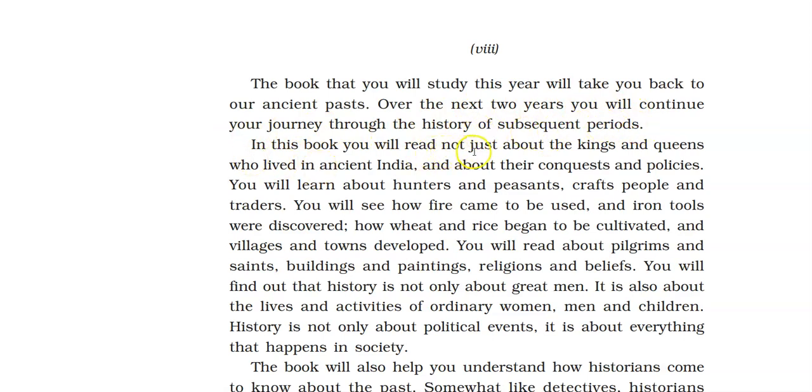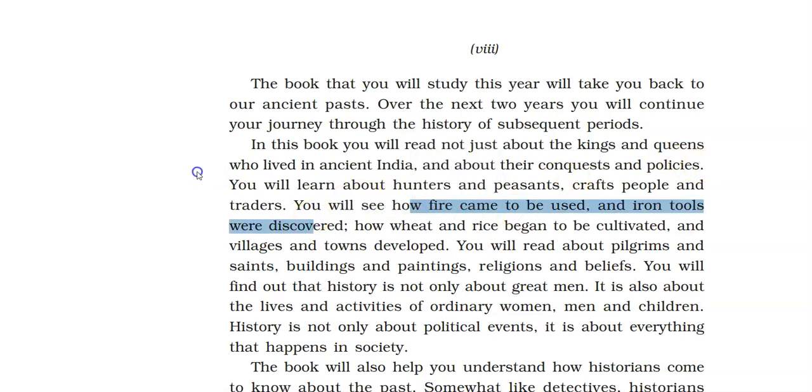In this book, you will read not just about the kings and queens who lived in ancient India and about their conquest and policies. See, children, what we are going to study in this book is not only about the kings and queens who lived in ancient India during the early past, okay? So how the people lived, that we are going to study, and also their conquest and policies. What were their rules and regulations? How they started following and how they started managing, everything we are going to study.